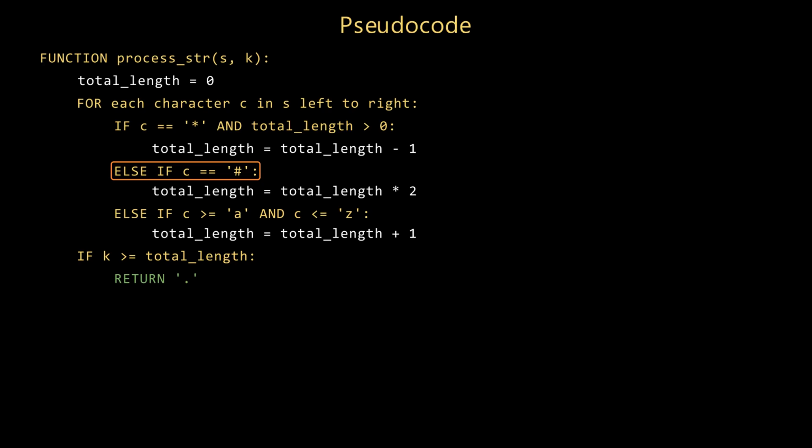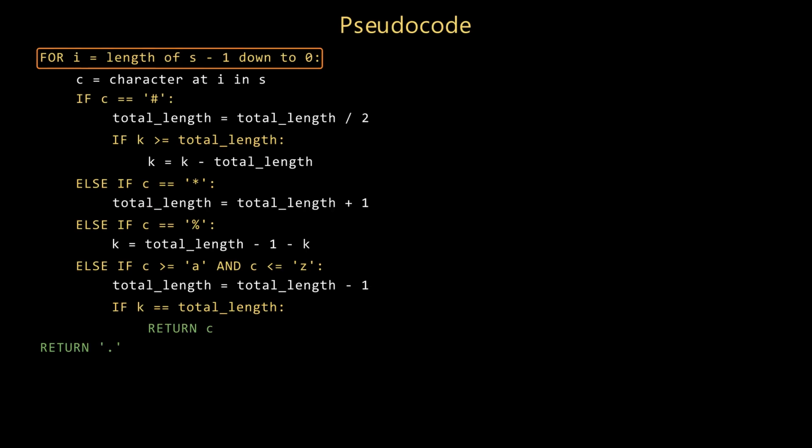Hashtag duplicate doubles the virtual length. Multiply total length by 2. Plain letters append one character in the forward pass. Add 1 to total length for a lowercase letter. If k is at or beyond the final length, return dot. Return dot when the target index is out of bounds.